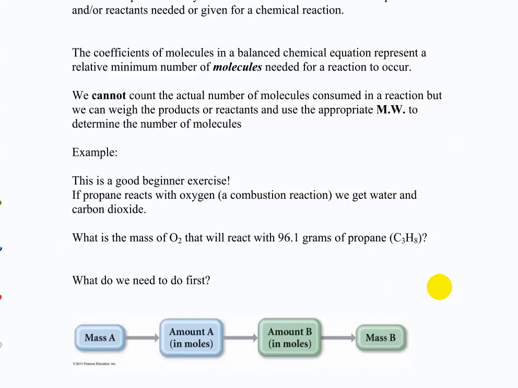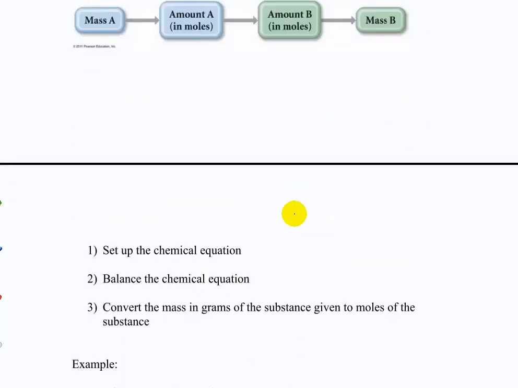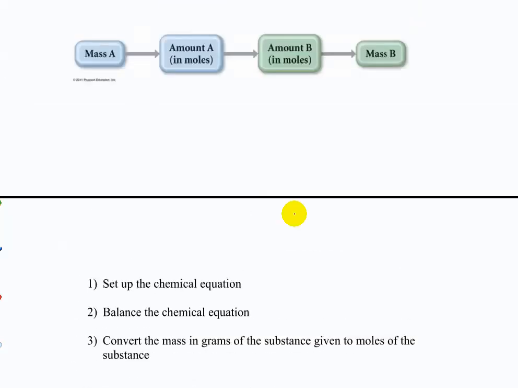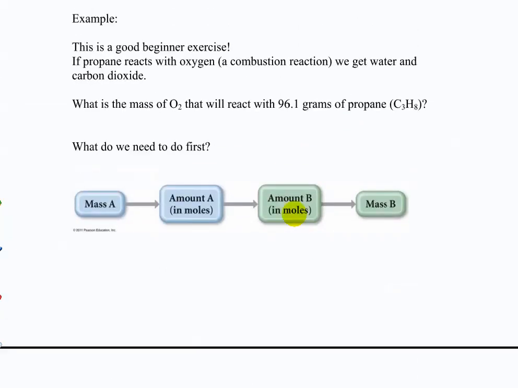You'll get a question like, if propane reacts with oxygen, we get water and carbon dioxide. What is the mass of oxygen that will react with 96.1 grams of propane? All right. So we're going to do this step by step. You set up the chemical equation, and you have to balance it. And then we do this mass to moles, moles to mass, and we'll get what we want. So let's do it. We'll start it right here.